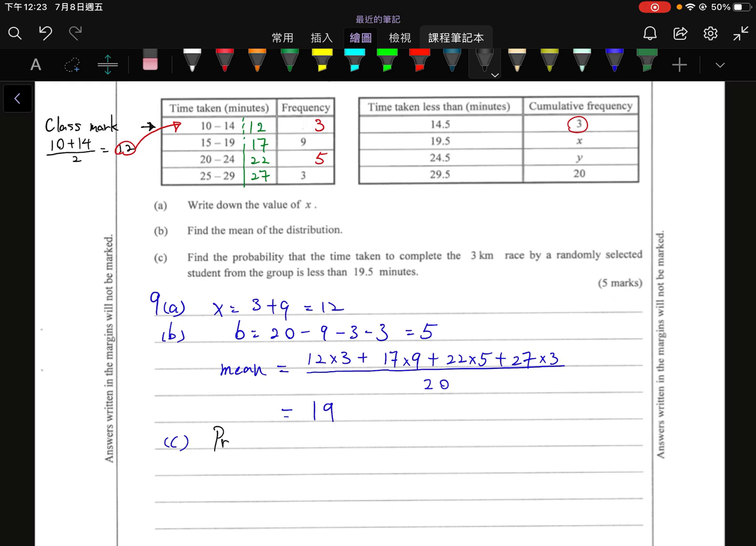So the probability in part C is equal to the thing I want. What is the thing I want? The time less than 19.5, which means 12, divided by the total number, 20. This is the answer. But don't forget, for probability, because the answer is a fraction, you need to do some simplification if you can. This time, you can simplify both the top and the bottom by 4. So the answer finally is 3/5. That's the answer for part C, and that's all.